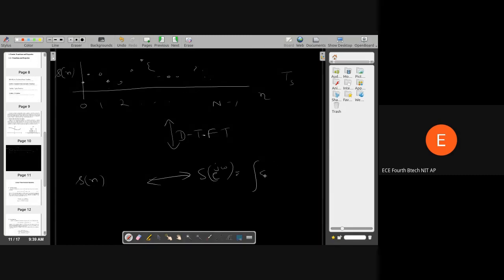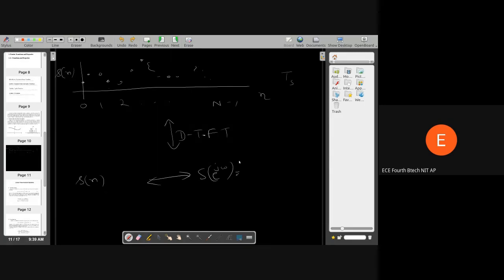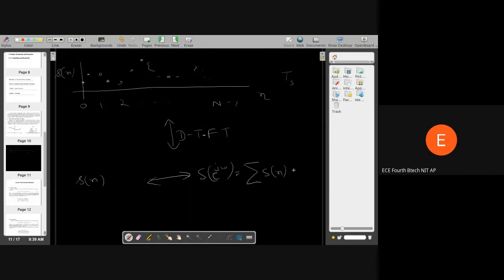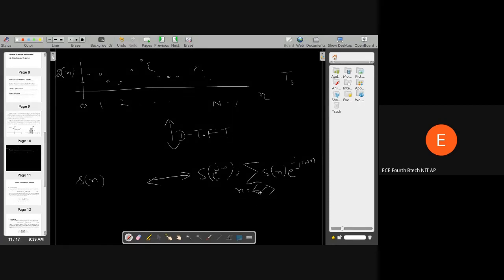So in continuous time, there was integration on both sides. But here we have a sequence of numbers. And integration and summation are equivalent. So what we'll have is S of n e to the power minus j omega n, where n ranges from minus infinity to infinity. If your signal is only n points long, then the rest will be zero, and you have to do only finite summation. But this is the way to find it out.